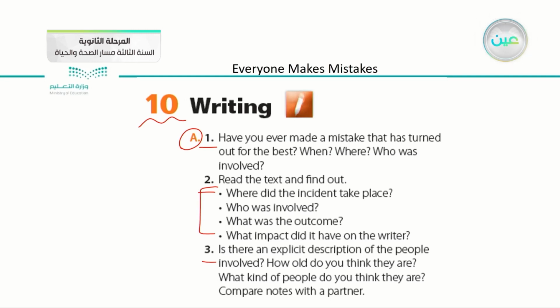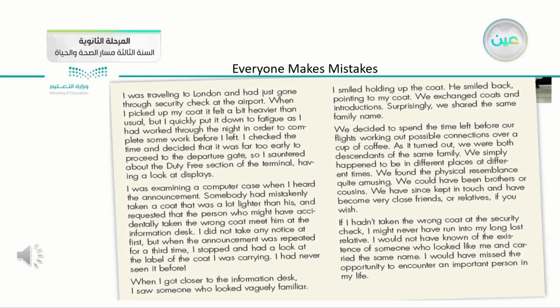Okay, number 3, is there an explicit description of the people involved? How old do you think they are? What kind of people do you think they are? Compare notes with a partner. So on the third one, we are going to focus on the people in this story. What do they look like? And other descriptions.